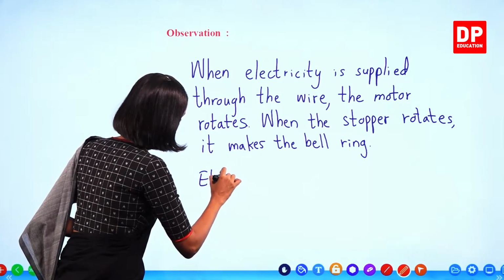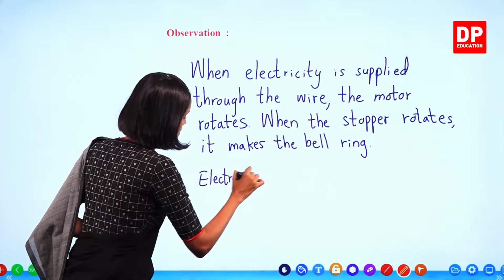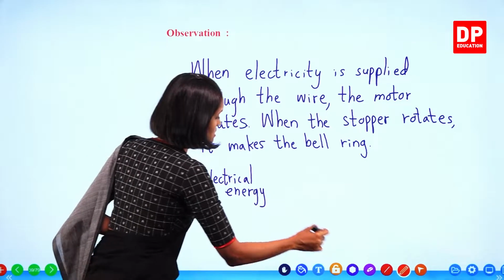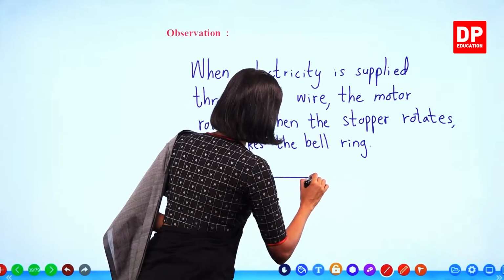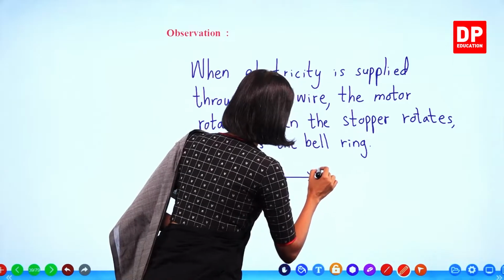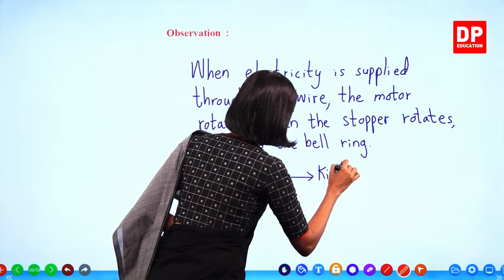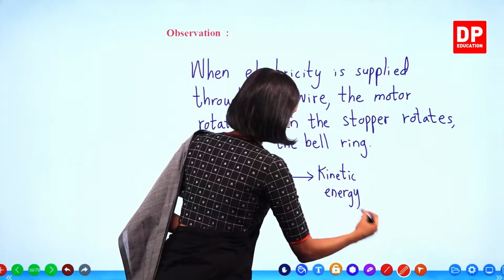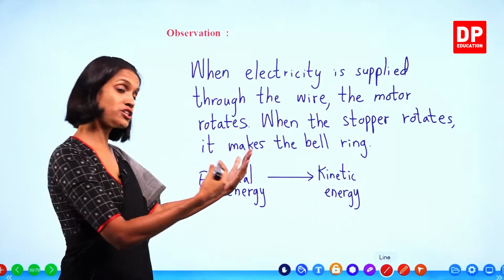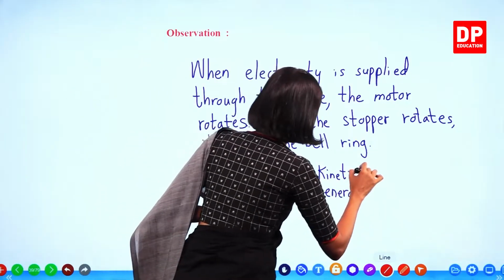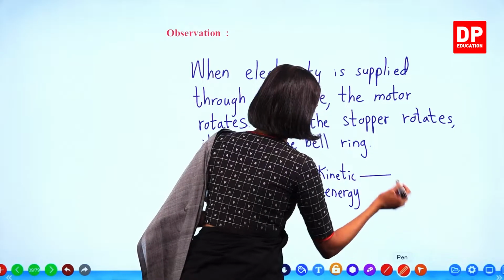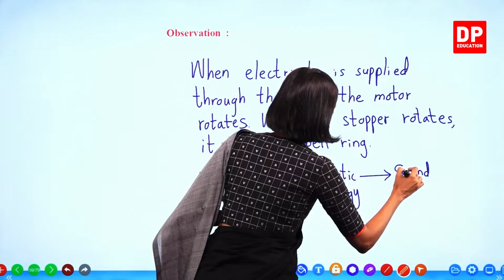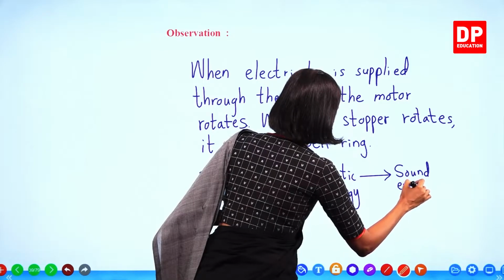Electrical energy. Electrical energy is first converted to kinetic energy. Kinetic energy. And then the kinetic energy is converted to the sound energy. Sound energy.